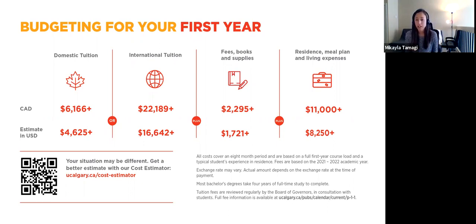For international students, we're estimating that the cost of tuition will be around 23,000 Canadian dollars. That would be the cost for one full year of tuition, as well as basically the cost of taking 10 courses here at UCalgary. We estimate that students will need to budget an additional 10 to 12,000 Canadian dollars for the cost of living, so for your books, supplies, fees, residence, meal plan, all of that, as well as any other miscellaneous expenses that might come up throughout the year.